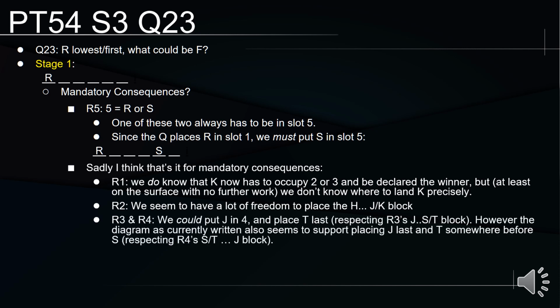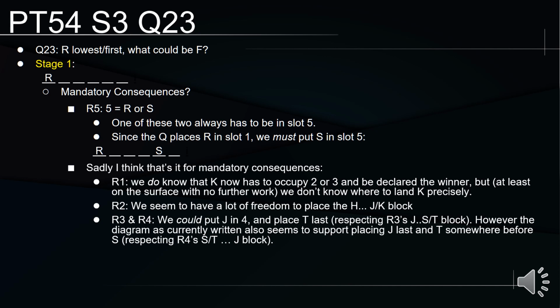Rules 3 and 4 are similar. It looks like we could put J into slot 4, and then all that would force us to do is put T into slot 6 when that happens. And that would respect Rule 3's J is to the left of S and T, that whole block. However, the diagram as written with just the R and the S in it so far, it seems to also support the Rule 4 situation when J is not in 4th. Let's say we put J all the way in the back at 6th.